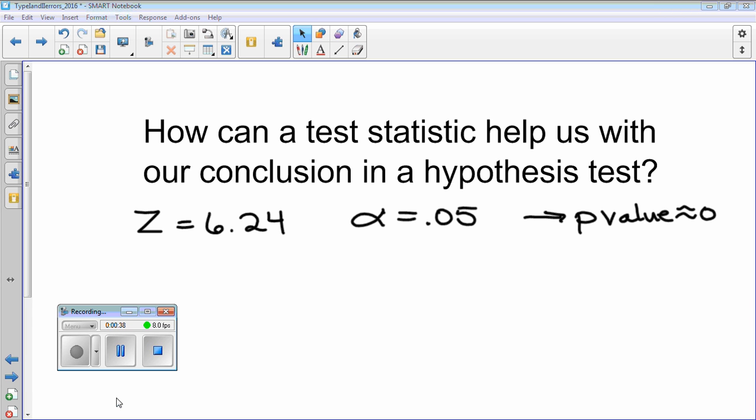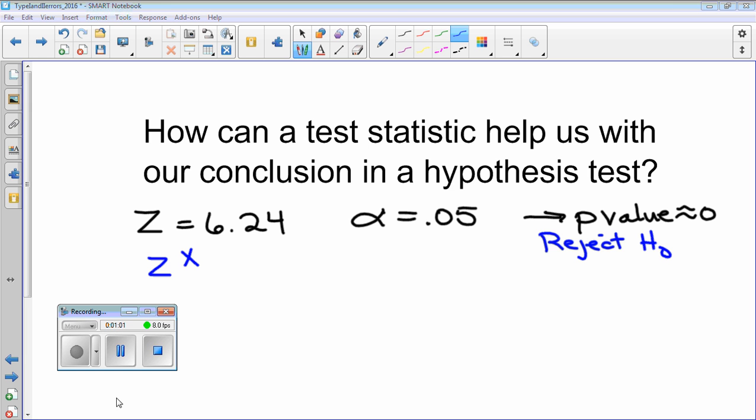How can I use, without looking at the p-value, well, first of all, before we go on, what did we end up doing with a really small p-value? Did we reject the null or fail to reject the null? We rejected it, right? So this was our conclusion based on the p-value. Okay, we know how to do that. We can actually compare the z to the corresponding z star and have the same conclusion.